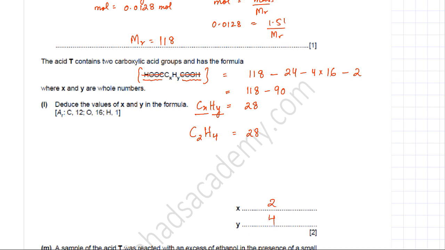So the actual formula of this organic acid T is going to be a carboxylic acid group on one side, 2 carbons and 4 hydrogens in the middle, and a carboxylic acid group on the other side. So the organic formula of the organic acid T is going to be this thing over here.